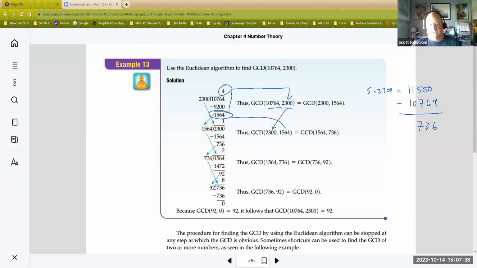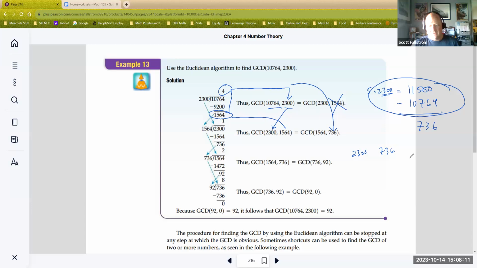I get 736, which means if you had used this in your first step, you wouldn't have needed the 1564. You could have jumped straight down to the 736. And then you can pick 736 with your next smallest number, which would be 2300. So 2300 and 736. And so then you just say, well, how many 736s? 736 times 3 is super close, right? 3 of those is 2208.